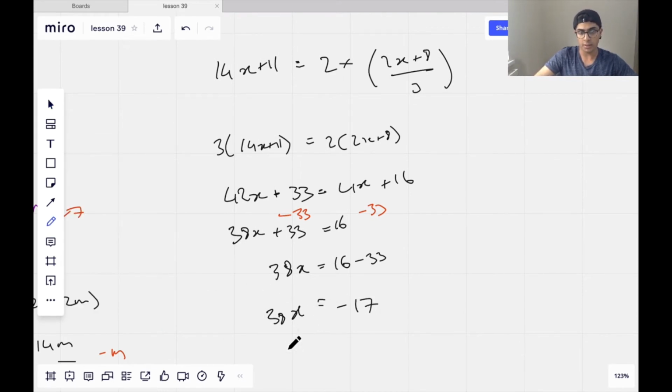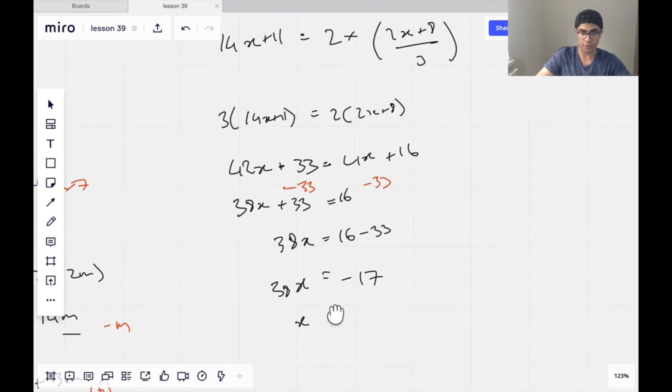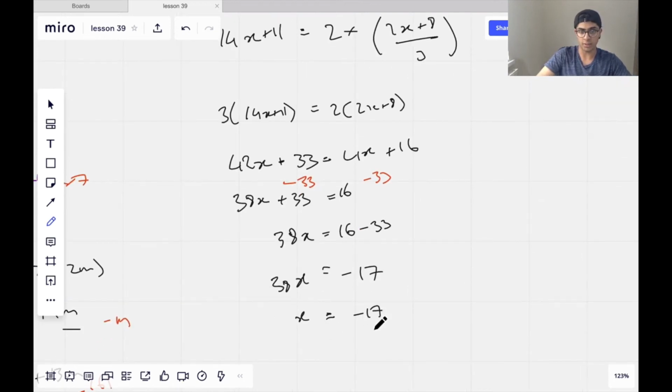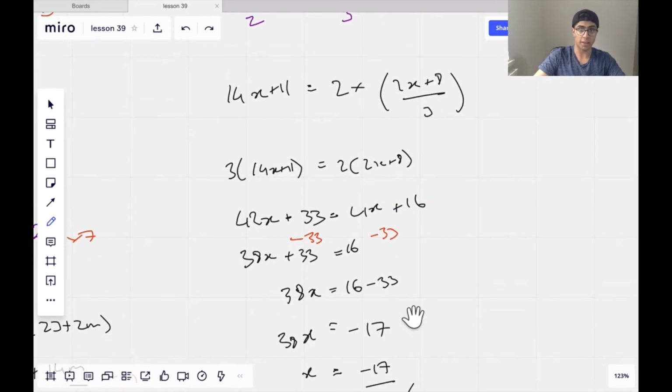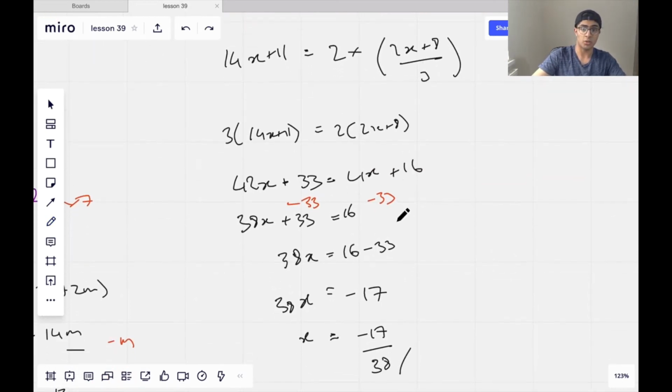Minus 17. And now we divide both sides by 38 to get x on its own: minus 17 all over 38. And that's it. You shouldn't be too afraid if a number is a bit dodgy like this. Sometimes the question is just like that. So if you're worried by getting a slightly weird answer, you can always get your calculator out and plug this back into the original equation and see if it works out. Just as a quick check if you wanted to.